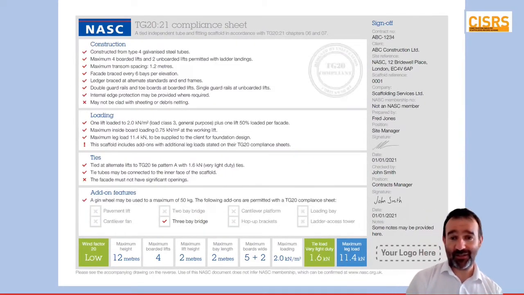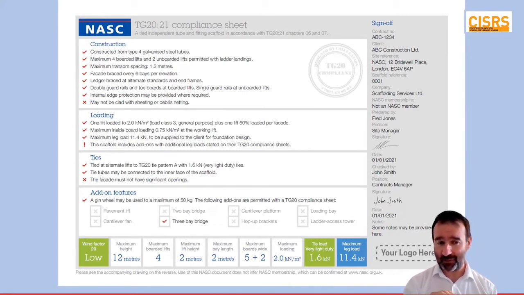And then on the back, you have the detailed compliance criteria, which are very much like the TG2013 compliance sheets. So you need to read these along with the illustration because they give more specific details. For example, the compliance badge will state the maximum loading, but it's in the detailed compliance criteria that you'll find the maximum number of loaded lifts.